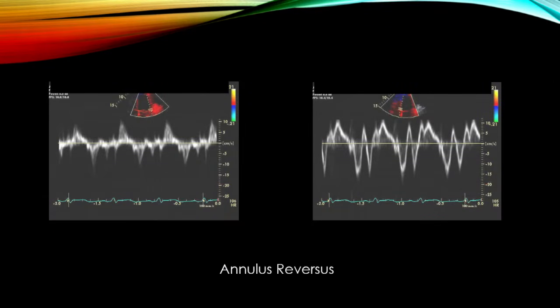This patient had, this is your mitral annulus here, and the tissue Doppler velocity. You can see E almost reaching up to 15. And this is your lateral free wall velocity, and it is less, at 10. So this is your annulus reversus.